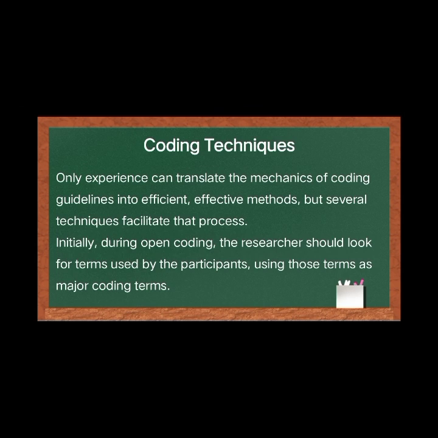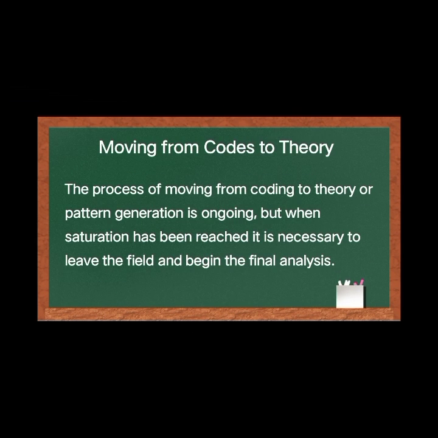Coding techniques. Only experience can translate the mechanics of coding guidelines into efficient, effective methods, but several techniques facilitate that process. Initially, during open coding, the researcher should look for terms used by the participants, using those terms as major coding terms. Moving from codes to theory. The process of moving from coding to theory or pattern generation is ongoing, but when saturation has been reached, it is necessary to leave the field and begin the final analysis.